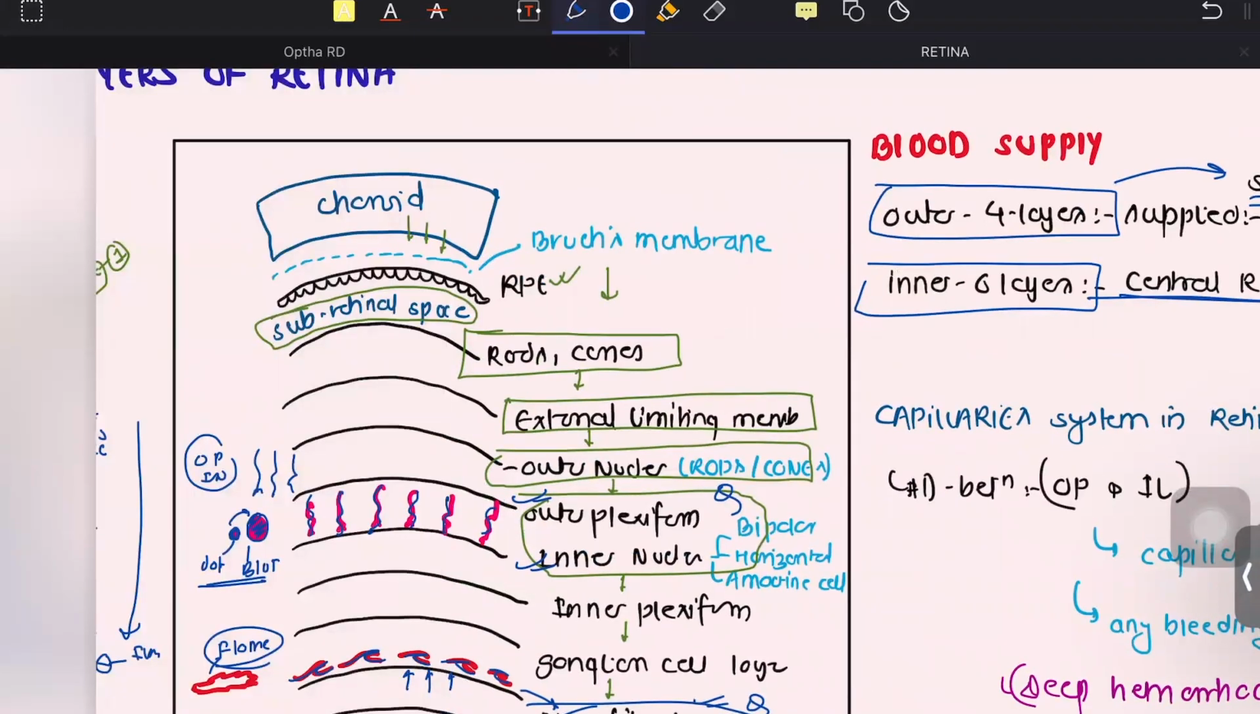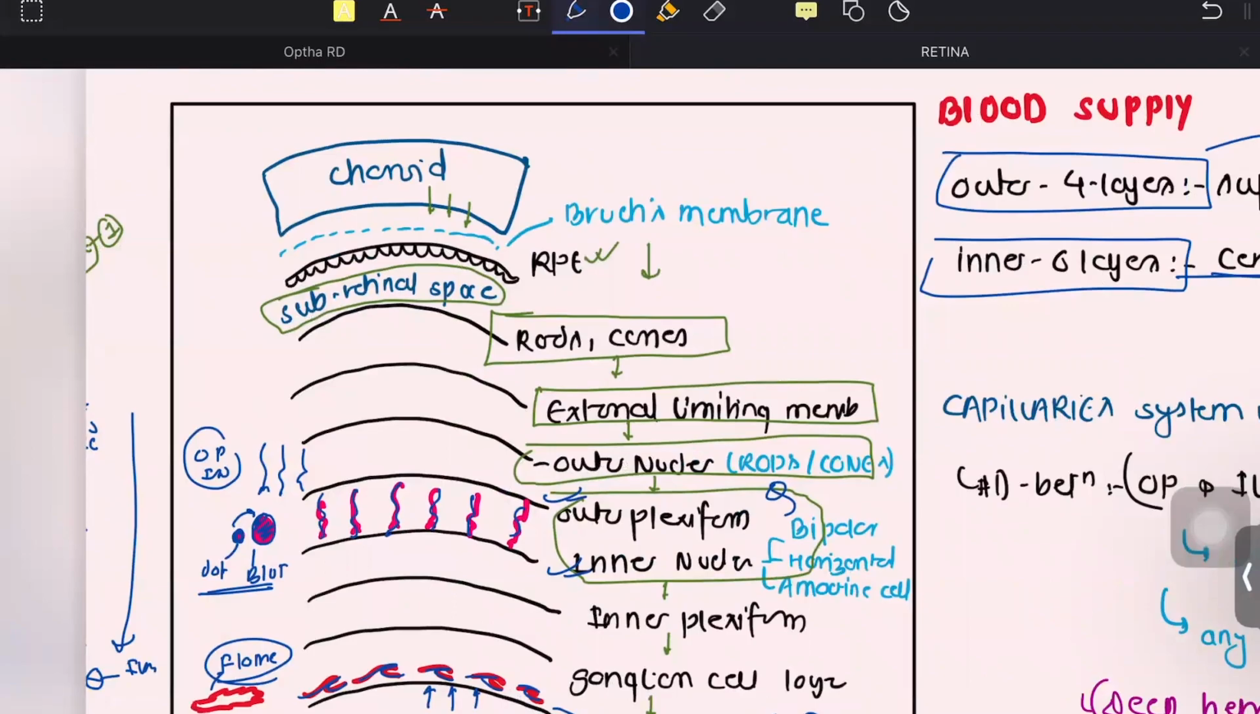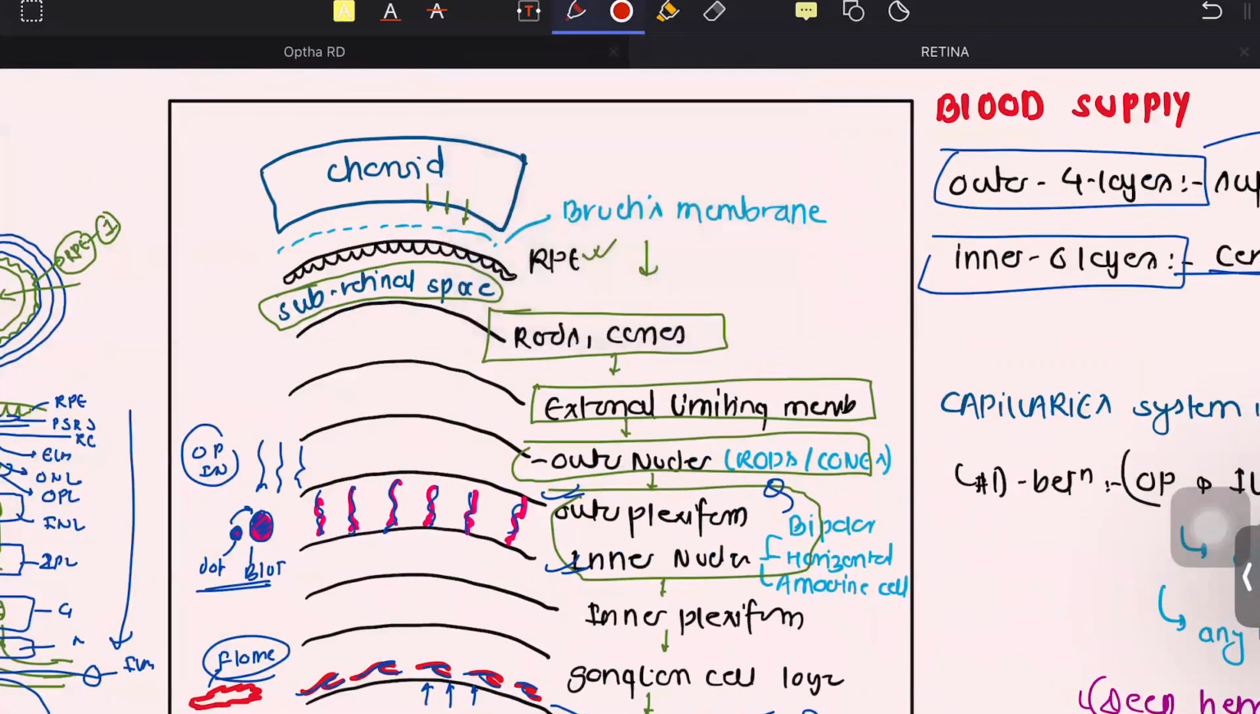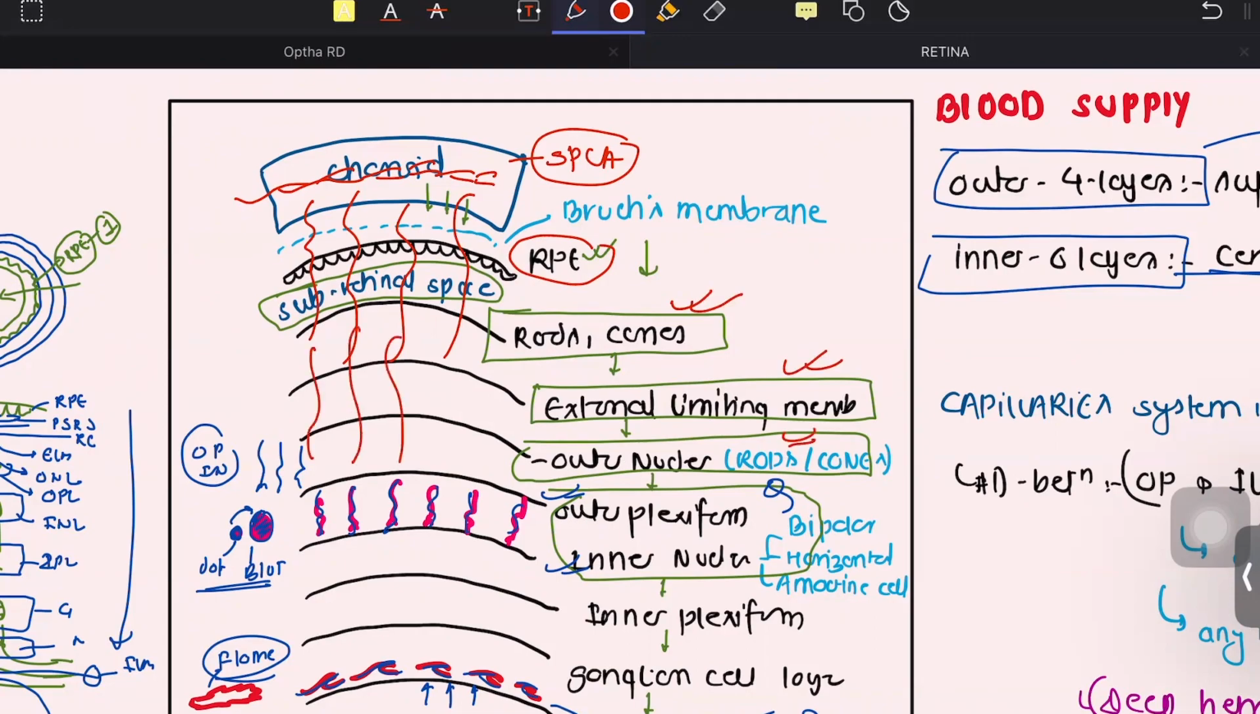Let us say in this diagram. Let us remember that in the choroid, there is a vascular plexus. I'll make a diagram in red. In the choroid, there is a vascular plexus which is made by the choriocapillaries. These capillaries are contributed by the short posterior ciliary arteries. And this short posterior ciliary artery gives blood supply to the outer four layers of the retina, particularly the retinal pigment epithelium, the rods and cones, the external limiting membrane, and the outer nuclear layer. So these four layers are supplied by the short posterior ciliary arteries.